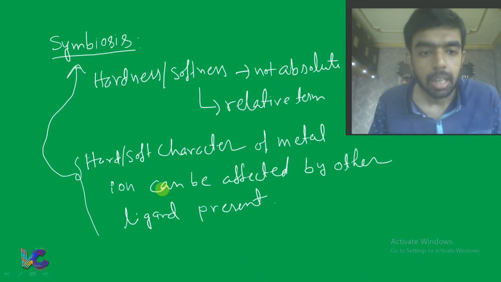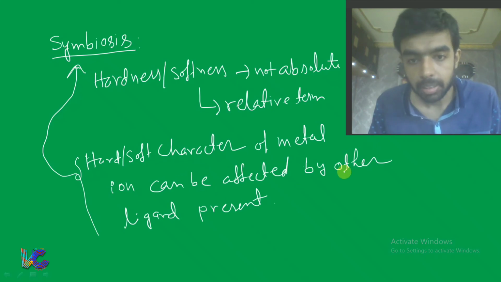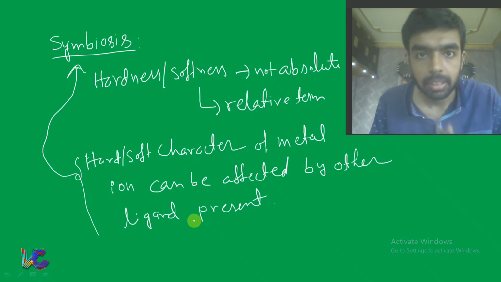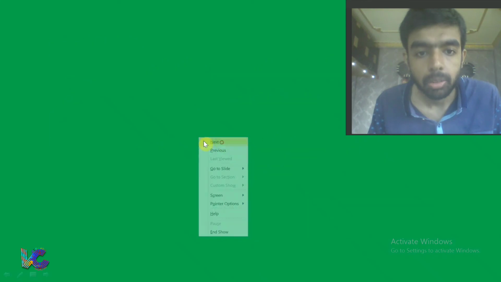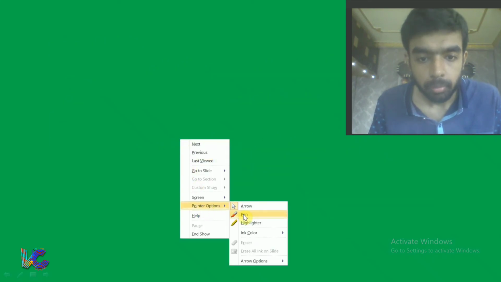That means the change of the character of the metal ion due to the influence of the ligand that is present with it, that is what we call symbiosis. So what is symbiosis? Hard and soft character of metal ion can be affected by other ligand that is present in that complex, and this phenomenon we call symbiosis. Fine. Now this will be clear to you and I will give you the example.